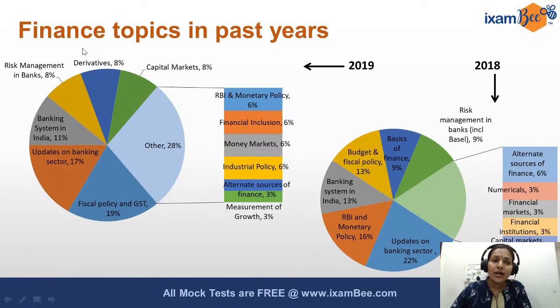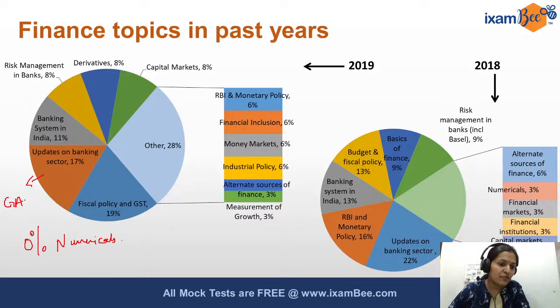I will also analyze for you the finance topics that have come in the past. In 2018, zero numericals. Okay, 0% numericals. And the topic that got the maximum weightage was the updates on the banking sector. So if you had been reading the newspaper, preparing well for GA, you would have done this also. Okay, banking system in India, as I was talking about how banking works, what regulations RBI has given. You have to read them and remember them.